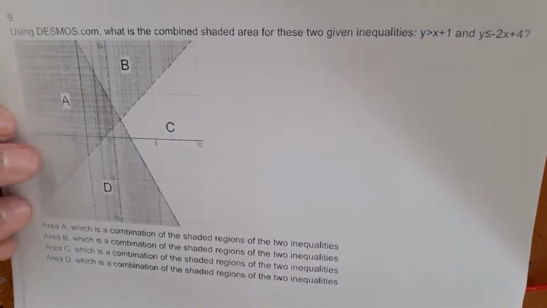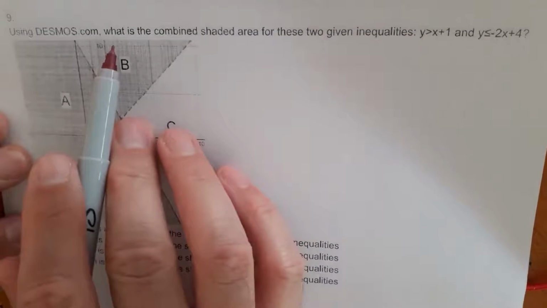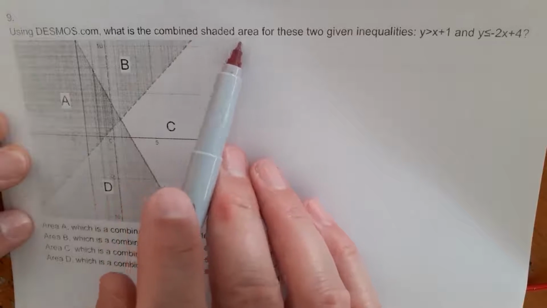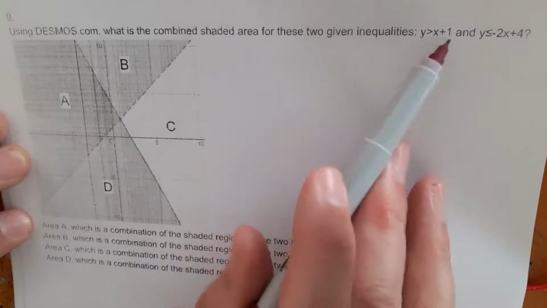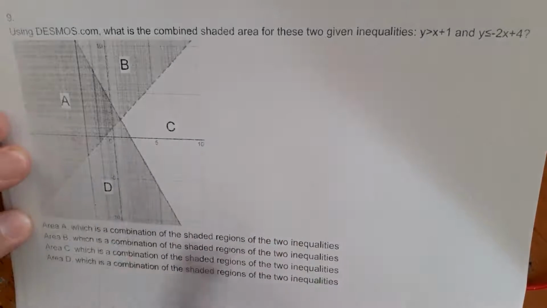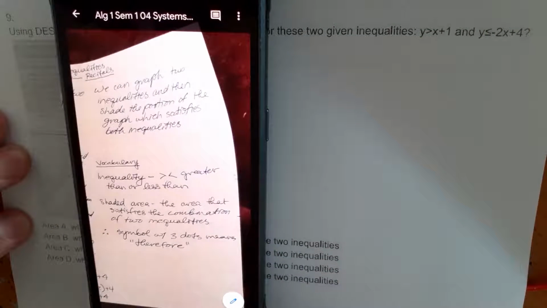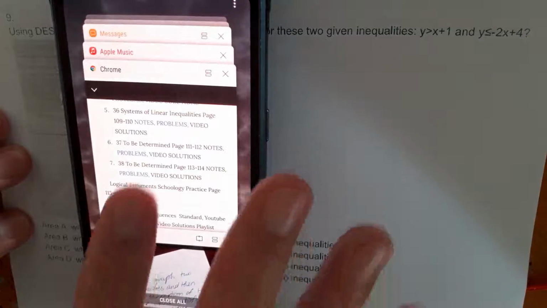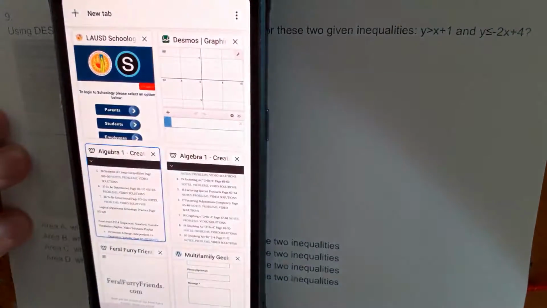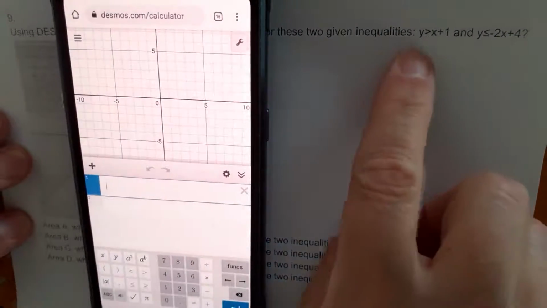Okay, am I all the way on? Using Desmos.com, what's the combined shaded area for these two given inequalities? Here they are here, and here's a graph. So I knew we'd get some practice on this. Let's see what we can do. All right, let's type in y is greater than x plus 1.